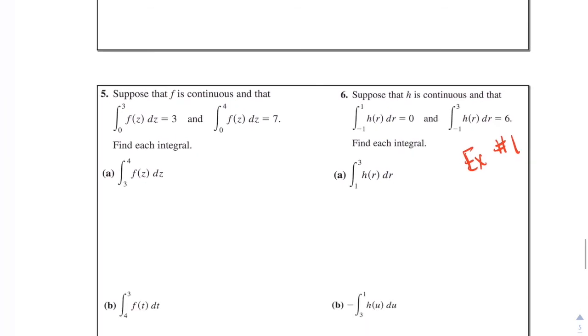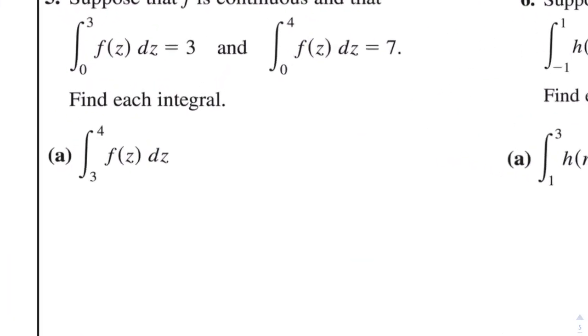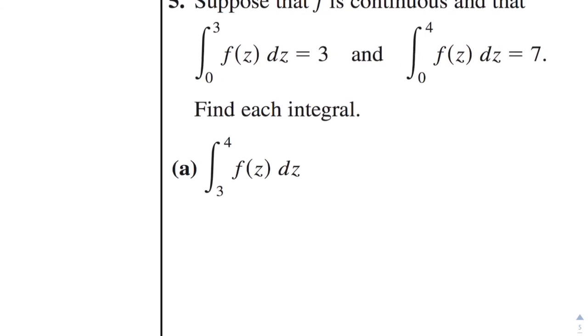Going back, let's do number 5 here, and then I'll let you guys go. We have the area here is 3 if we go from 0 to 3, we get an area of 3. If we go from 0 to 4, we get an area of 7. These actually overlap. You'll notice that 3 is in between 0 and 4 on a number line.